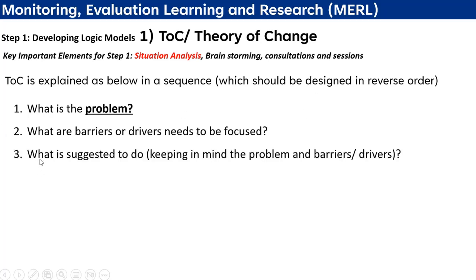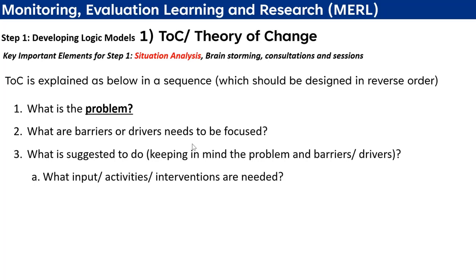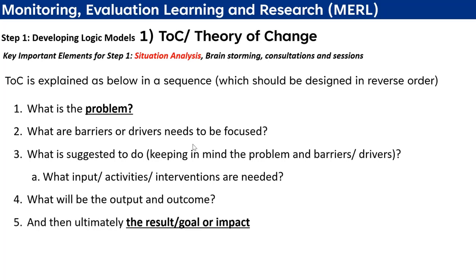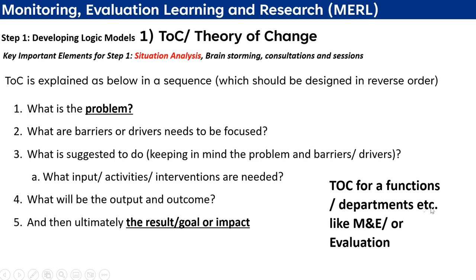Then you have to suggest what to do. What is suggested to do, keeping in mind the problem and barriers and the drivers? What are the interventions that you have to bring in? For example, what input, activities, interventions are needed, then what will be the output and outcome of those interventions, and then ultimately the result or goal or impact. So this is basically a ToC, and you have to present it in the reverse order. You will start from the problem, then from the barriers, and from the bottom you will go upward to the goal and the impact.